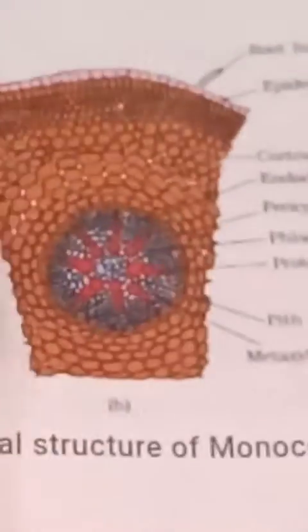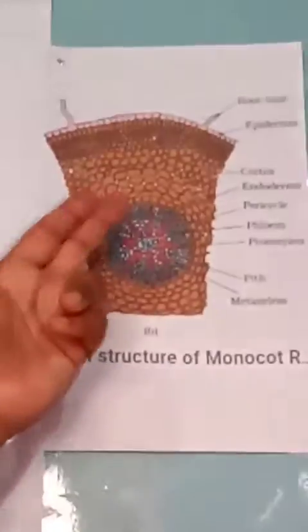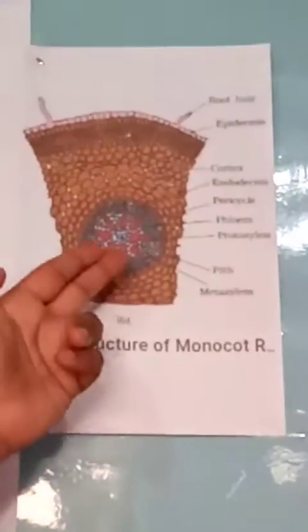Now move towards this monocot root. Again, the same structures are found, but what we will see here is that the number of vascular strands is more as compared to that of the dicot root, and a prominent pith is present.